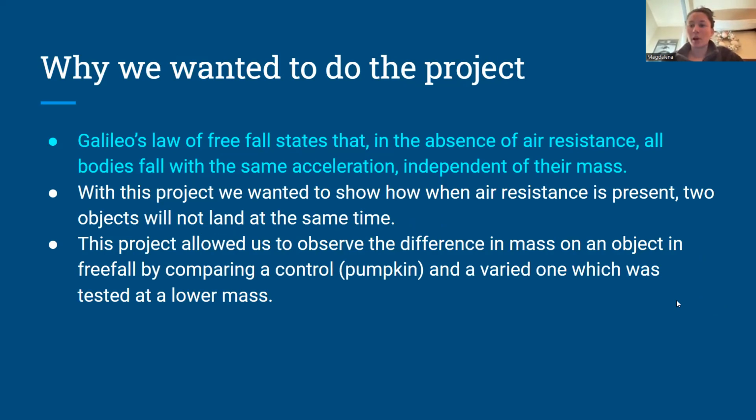Why we wanted to do the project: a general overview of what free fall is. It's basically that in the absence of resistance, all bodies fall with the same acceleration independent of their mass. With this project, we wanted to show how when air resistance is present, two objects will not land at the same time. This project allowed us to observe the difference in mass on an object in free fall by comparing it to a control, which is a pumpkin, and a varied one, which was tested at a lower mass.